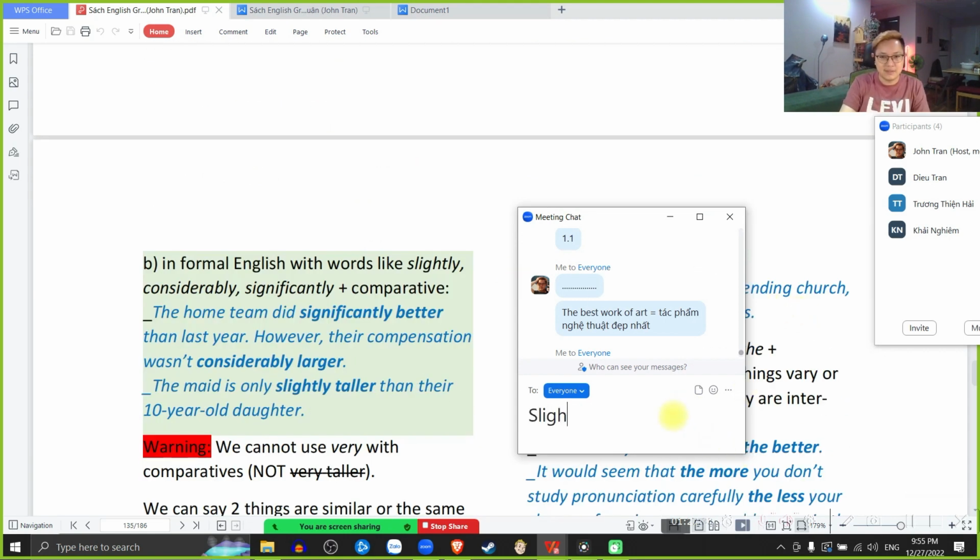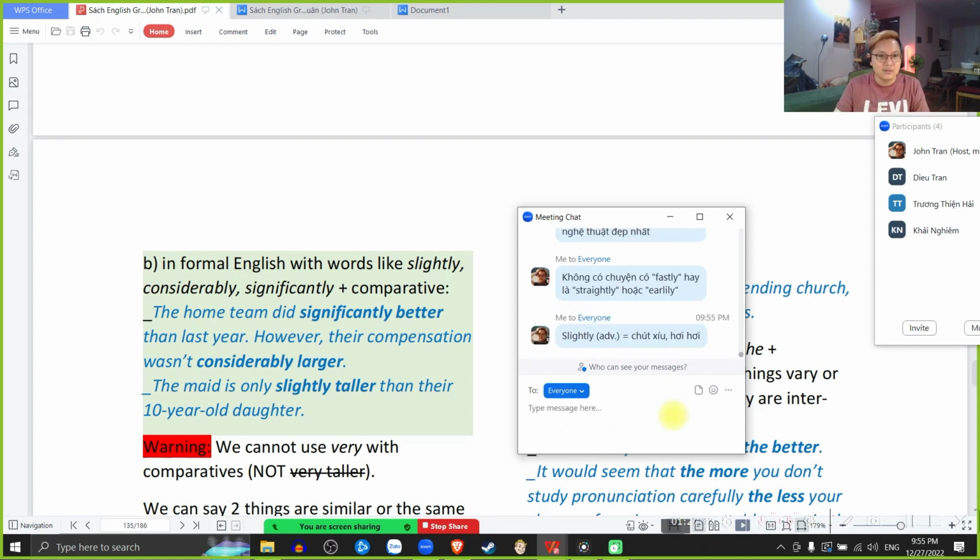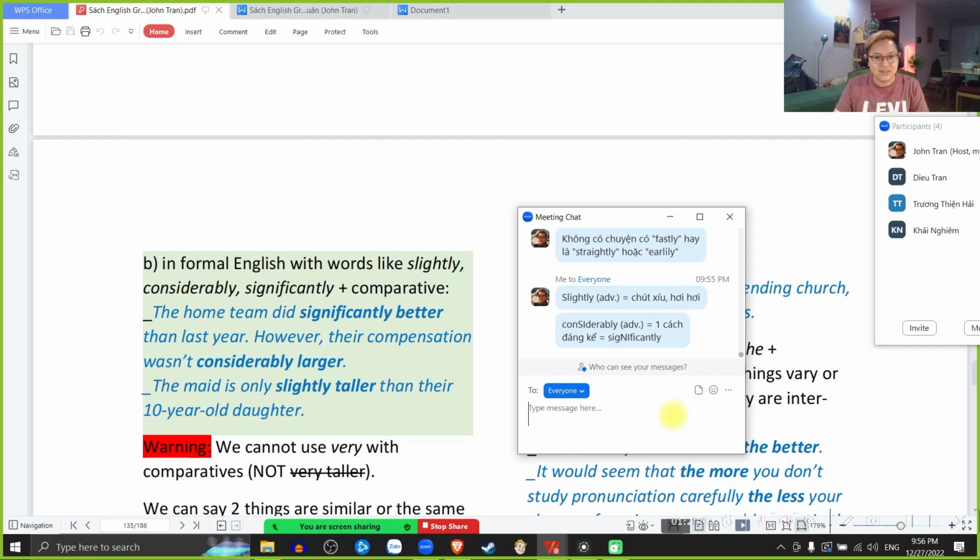So what does slightly mean? Slightly là những cái trạng từ có nghĩa là gì? Chút xíu, hơi, chút xíu, hơi gì đó. Ví dụ slightly warmer, hơi ấm hơn một chút xíu. Considerably, một cách đáng kể. Nó sẽ bằng cái chữ significantly, đừng có đọc là significantly nha, khổ thầy lắm luôn. Significantly cộng với lại tính từ so sánh hơn.